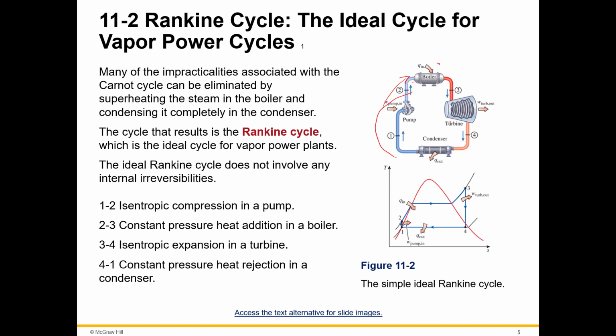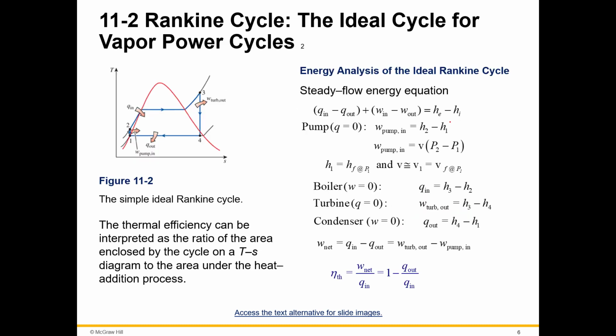And this is a simple ideal Rankine cycle on the TS diagram. You can see 3 to 4 is in this superheated vapor section. The thermal efficiency can be interpreted as a ratio of the area enclosed by the cycle on the TS diagram to the area under the heat addition process. So it's just saying that the thermal efficiency is within that spot, enclosed. And here are the formulas of the steady flow energy equation.